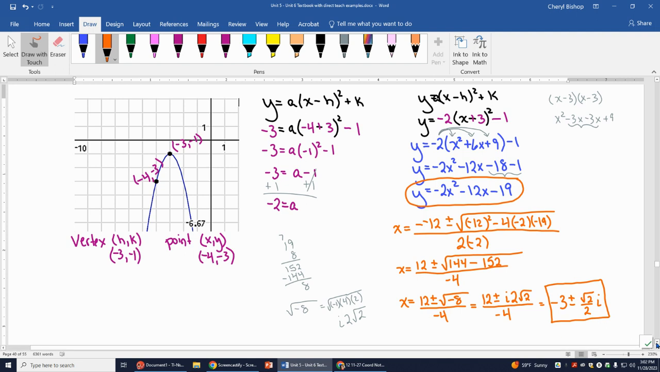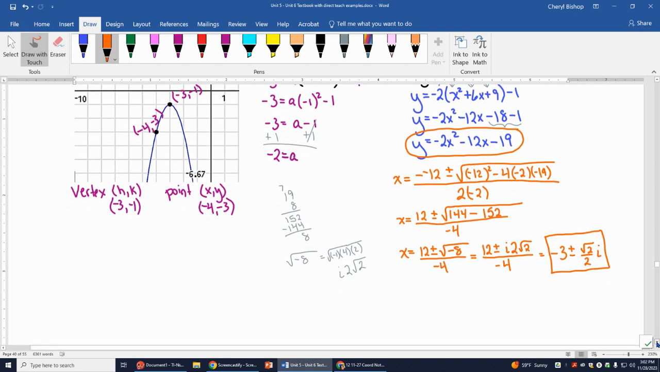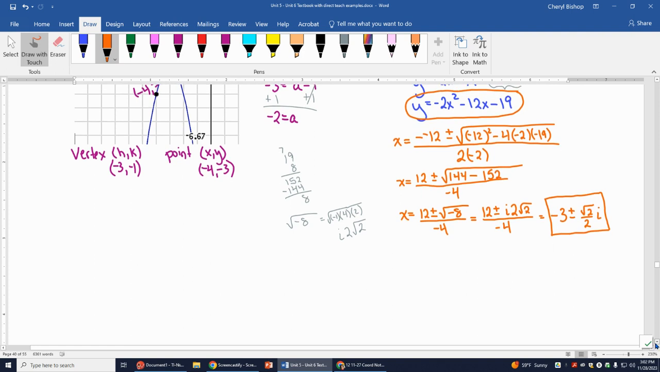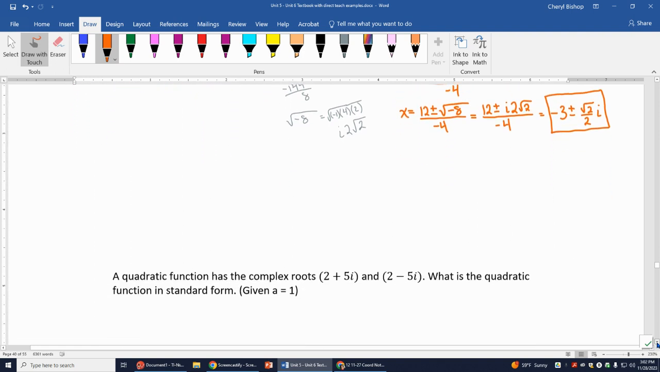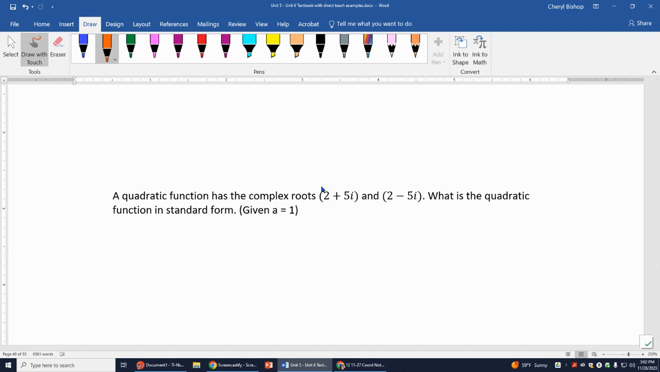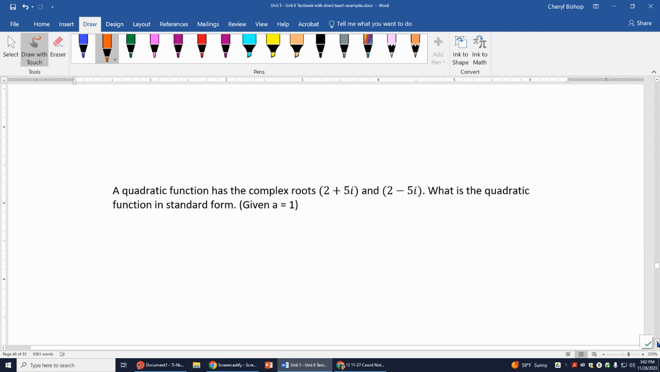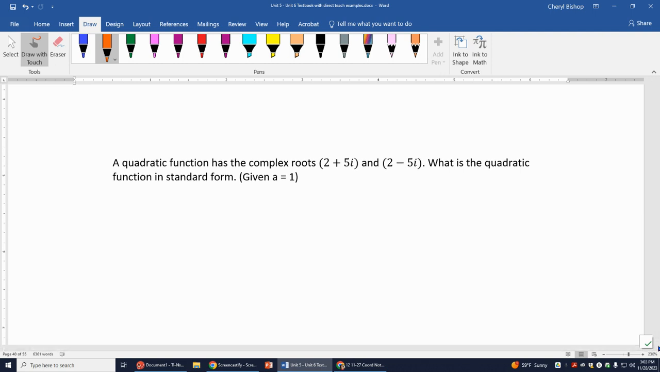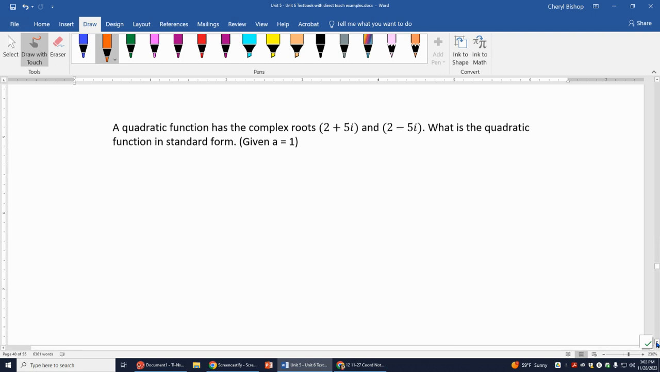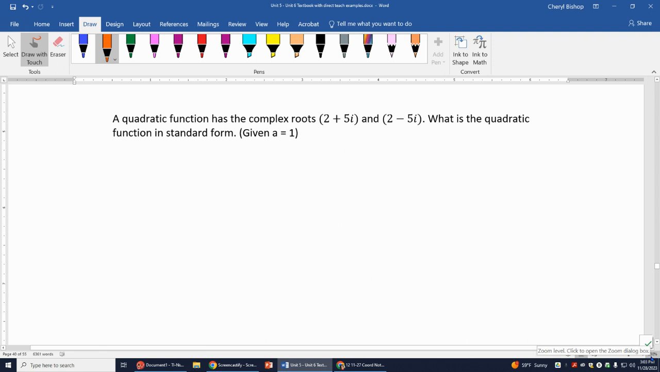Okay? All right, the last thing we're going to do in the notes for today is look at what happens if we know the 2 roots. If we know an a value, can we use those 2 roots and the a value to find the quadratic function in standard form? Okay, I'm going to jump ahead to where your exercise is and talk about one of the things they're going to ask you about in your exercise.